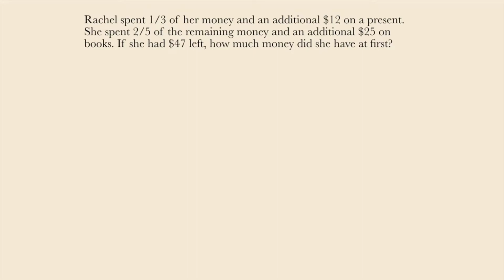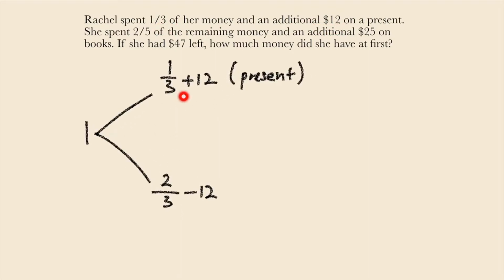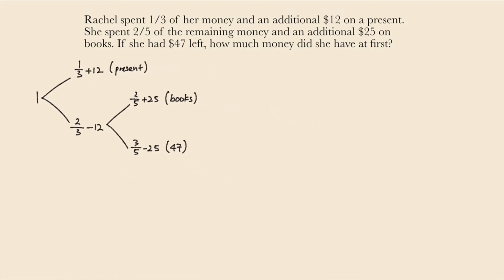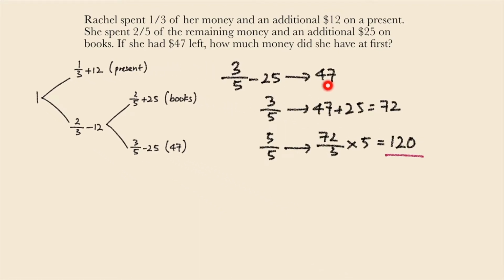Well, by now, hopefully you can see the pattern to branch method B questions, right? A fraction of something and then additional real number written here. So 1/3 plus 12, that's to spent on the present. 2/3 minus 12 is the remainder. Next, 2/5 and an additional 25 on books, which means 3/5 minus 25. And we are told 47 actual dollars left. So from here, an equation, 3/5 minus 25 is 47.